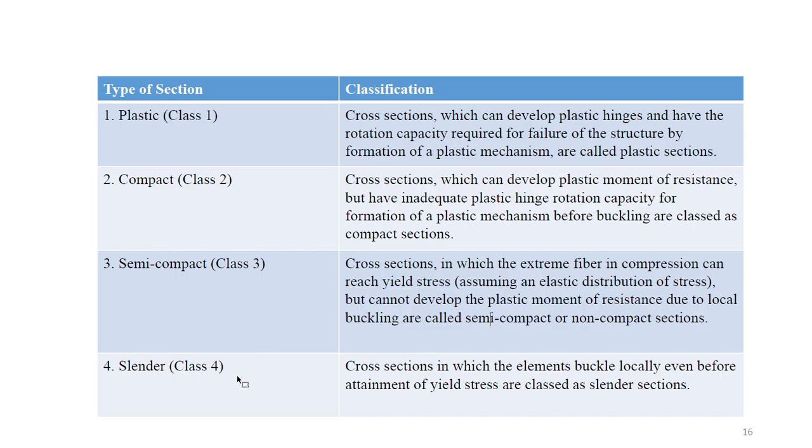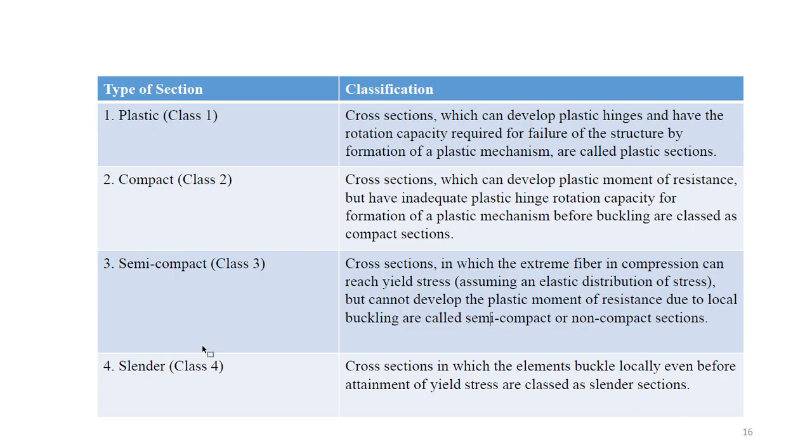Slender sections, class 4 sections. Cross sections in which the element buckles locally even before attainment of yield stress are called slender sections. These sections will buckle before reaching the yield stress. In columns it will deform in the horizontal direction; in case of beams, they will deflect in the vertical direction. These types of deflection failures occur before reaching the elastic limit. Those types of sections we call slender sections or class 4 sections.